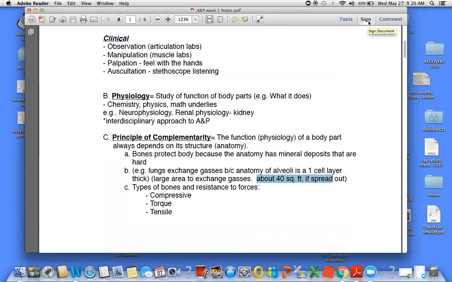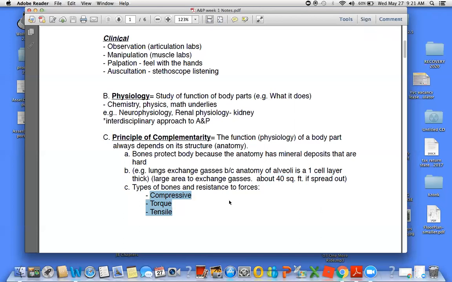So what am I trying to get at here? My whole take-home message is that complementarity means that the anatomy fits the physiology. The anatomy of the bones protects what's underneath. The anatomy of the lungs allows you not to choke to death, but to exchange gases to help you to live. And all of this complementarity is based on 3 types of forces placed upon anatomical parts. Keep in mind, we are constantly being hit by forces. Every time we move, everything we do, forces are placed upon us.